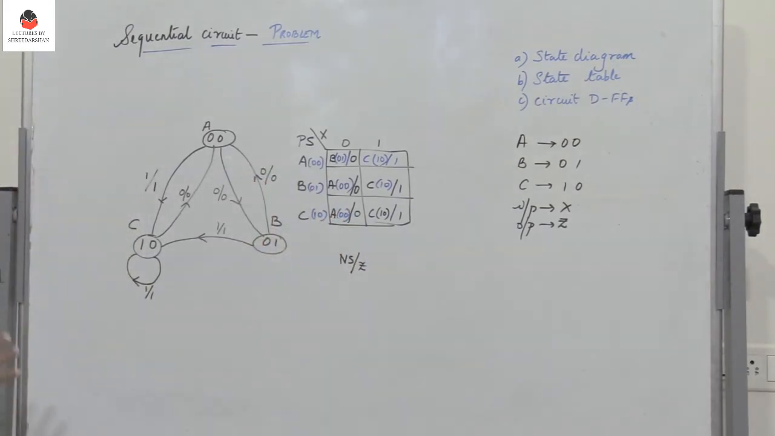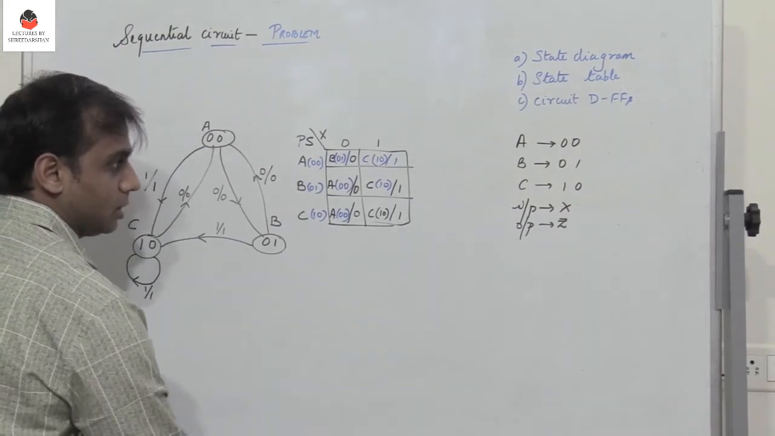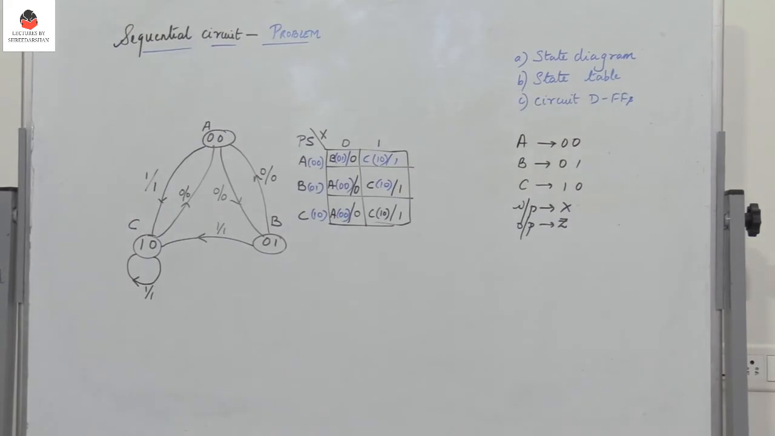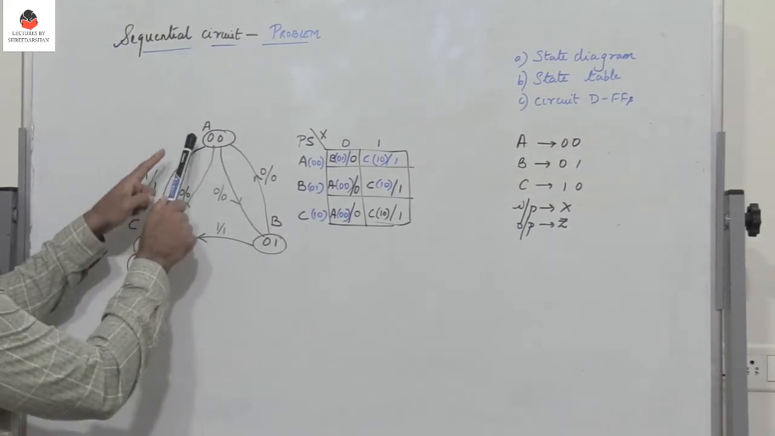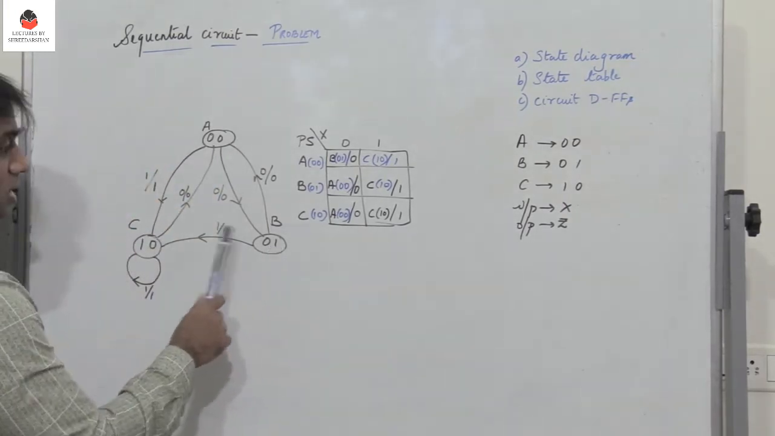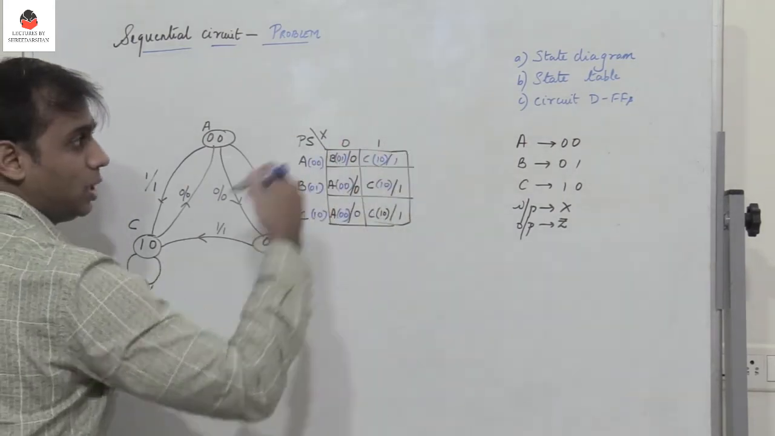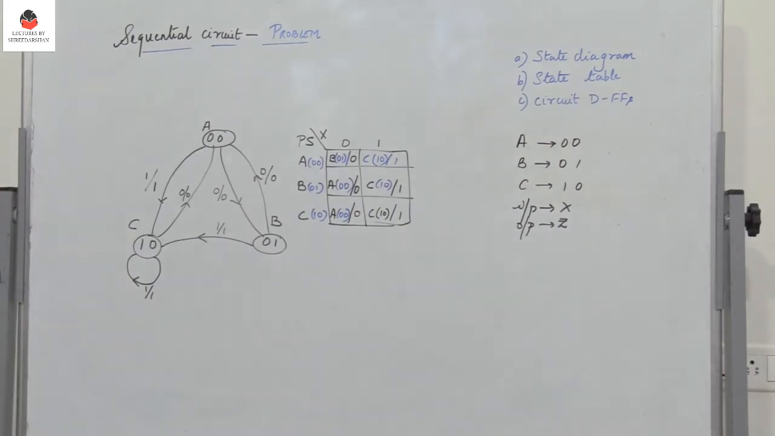Right? So now I have to find the simplified expression for the output Z, as well as the two flip-flops. Now we know that state A has the state assignment 0 0, B has an assignment 0 1, and C has an assignment 1 0. So definitely we need two flip-flops, and we have to use D flip-flops to construct the circuit.